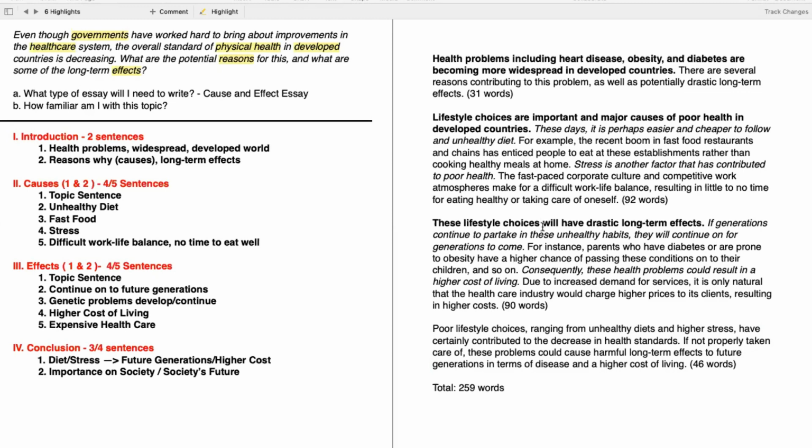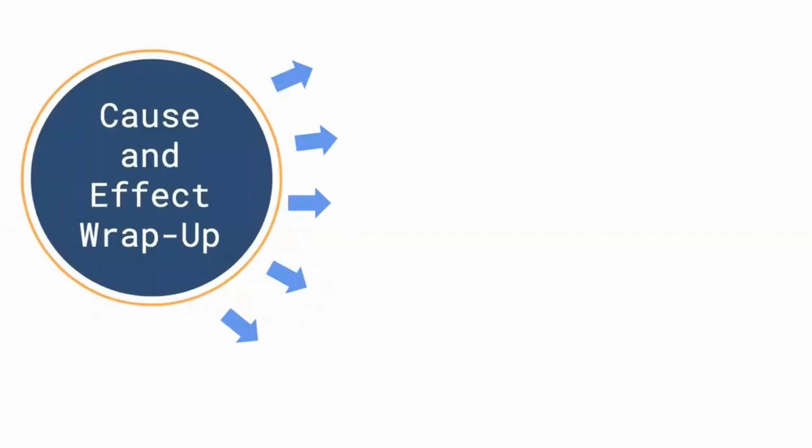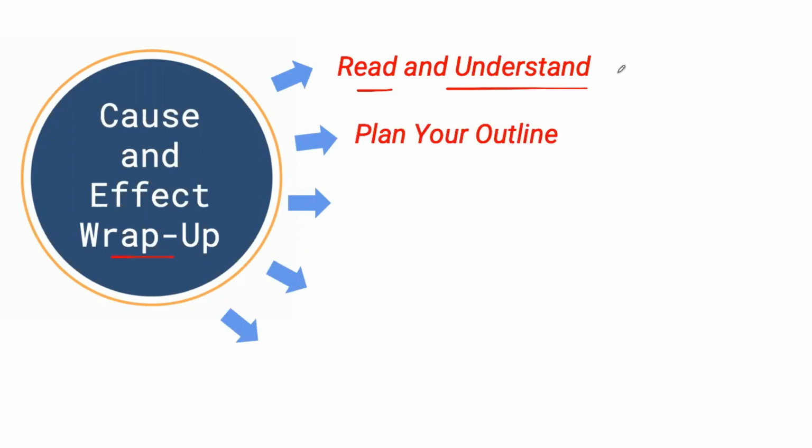We'll look at some very handy do's and don'ts, and we'll just digest everything we've done in this lesson. Okay, now to wrap up, I just want to go over the main points of this lesson. First, you'll want to read and understand the question. So you're using your keywords, you're understanding which type of essay you have to write, and then you want to plan your outline, very important, and you want to make your outline notes.